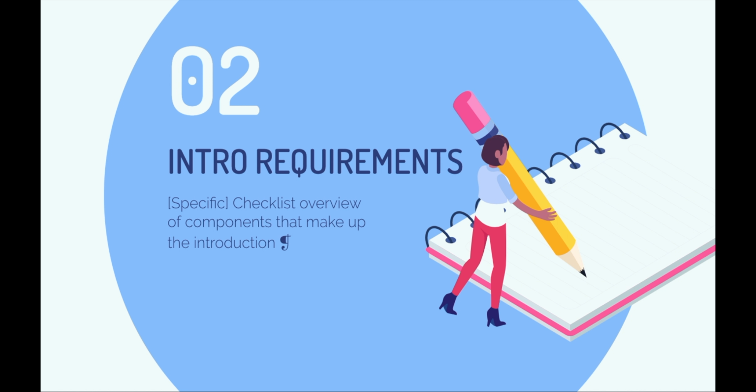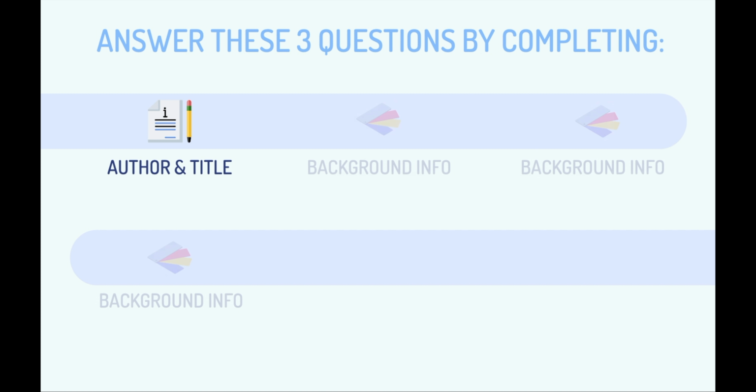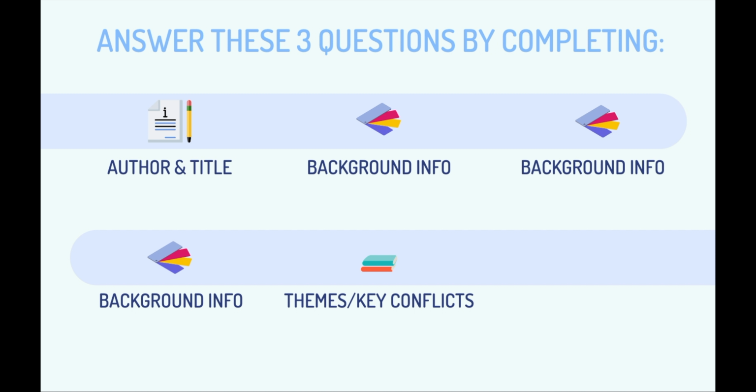So now let's move on to number 2, the introduction requirements. We're going to look at a checklist of things that make up the introduction paragraph, and then after that we're going to go in depth into explaining how you write all of these moving parts. So you're going to answer those 3 questions from earlier through this checklist. You're going to include the author and title, some background info, themes and key conflicts, and a thesis statement.